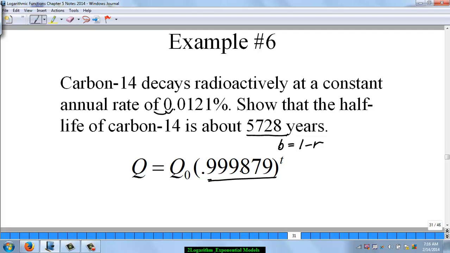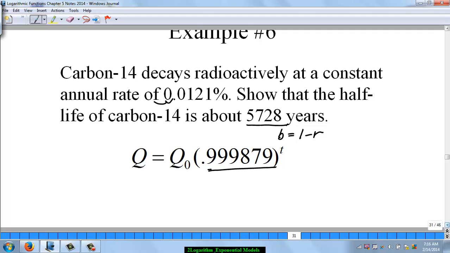And they did the hard part for us already. I didn't have to do that. So they showed this part. And a lot of times you will see Q sub 0 for the beginning quantity, especially if it decays. This sub 0 just means your initial. If this bugs you, use A like we've been using. But I'm going to use what they have in this formula because now I want to show that the half-life is 5,728 years. So if I want half of Q sub 0, I'm going to write that over here. I want to know how long it takes for half of that to go away.